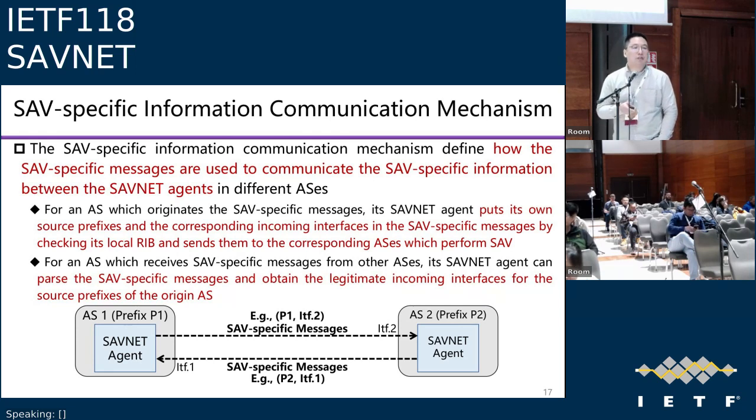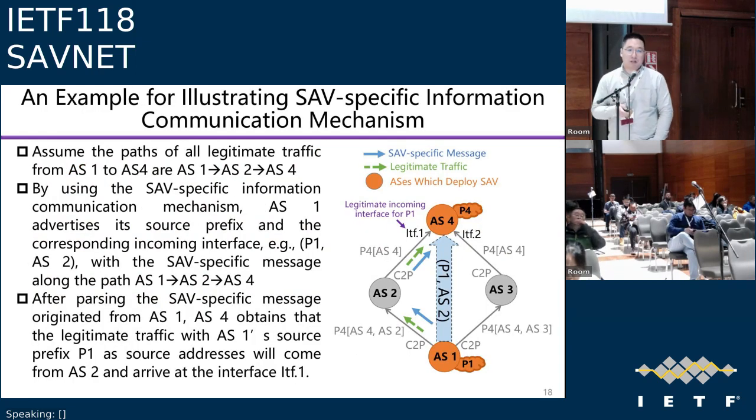For an AS which receives the SAV-specific messages from other ASes, such as AS2 here, its SAV agent can parse the SAV-specific messages and obtain the legitimate incoming interfaces for the source prefix of the original AS. We further use an example to illustrate how the SAV-specific information communication mechanism communicates the SAV-specific information between ASes.